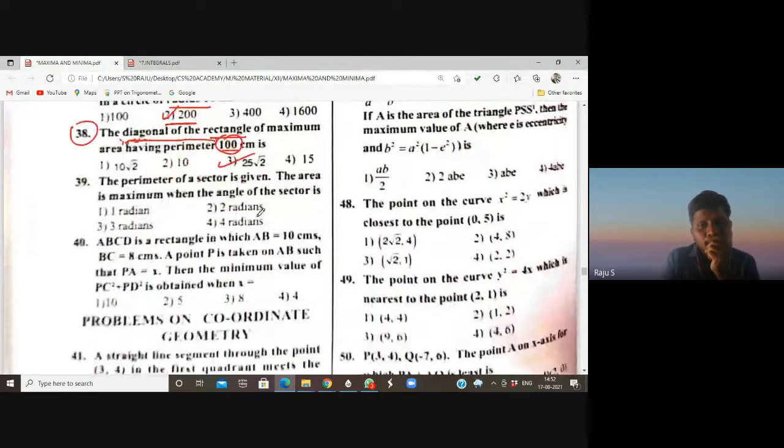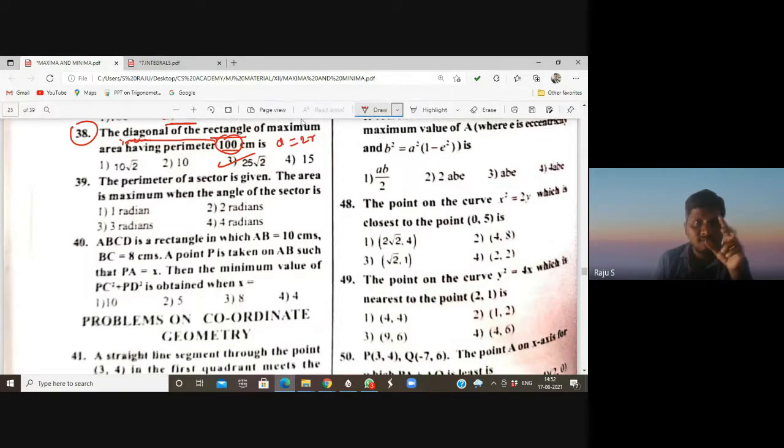Clear, students? 25 root 2. Just simply with the help of that property, I found the radius, and after that the diagonal D is equal to 2r, 2 times the radius, when it is inscribed in the circle. It may be inscribed in the circle, or it may not be.